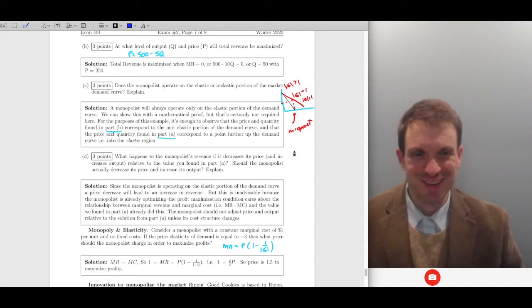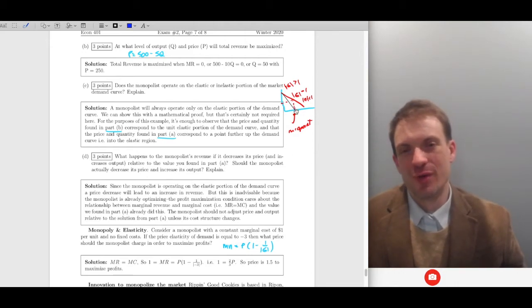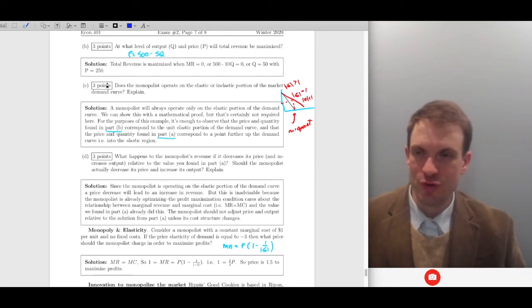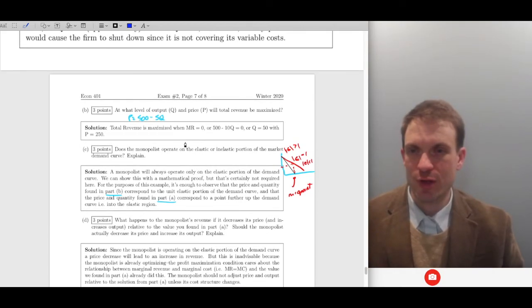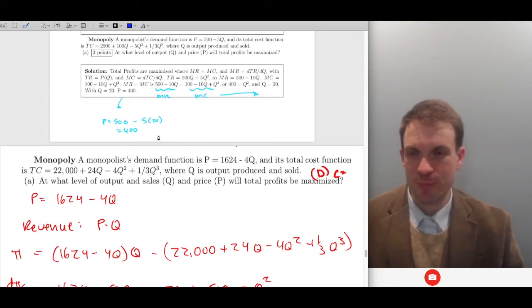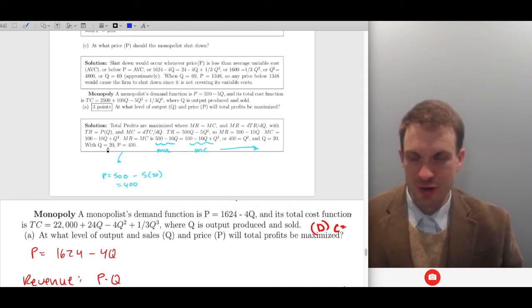Hey, that's pretty good. So marginal revenue is 0 at the midpoint of the demand curve, and that's also where demand is unit elastic. So all we have to do is determine, are we producing above or below the midpoint of the demand curve? Well, let's see. We found the midpoint. It was a quantity of 50, price of 250. What was, let's see, we had a quantity of 20, price of 400.